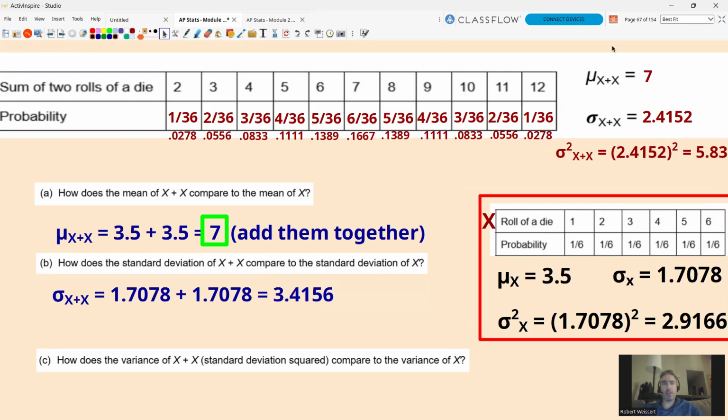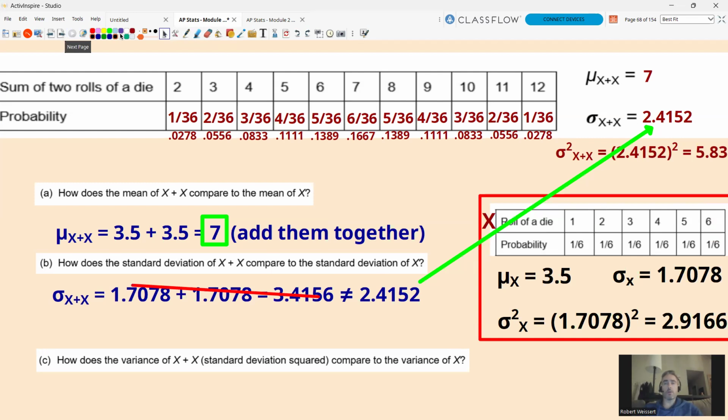Well, that doesn't match what I have over here. If you look over here, my calculator said 2.4152. That's different. So something's not working here. Let's skip that and go to part C. How does the variance, which is the standard deviation squared, compare?